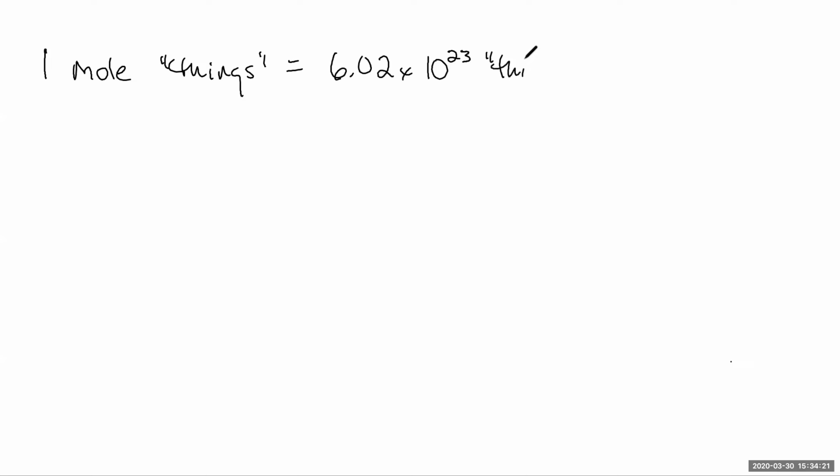So to start out, what we need to discuss is what exactly is a mole. Remember that 1 mole of things is equal to 6.02 times 10 to the 23rd things. 6.02 times 10 to the 23rd is sometimes referred to as Avogadro's number. We use a mole in chemistry similar to how we would use a dozen in everyday life. It tells us how many things are in a collection.